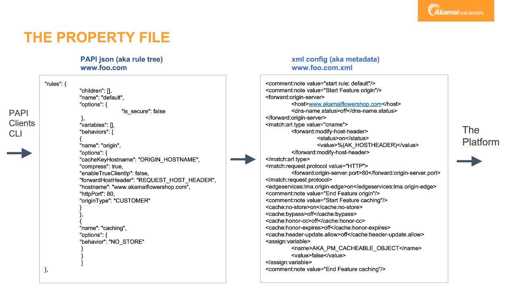Before we push that file over to the platform, it gets converted to an XML format, also known as metadata. And that's the actual physical file or set of files that get pushed out to the platform by Pappy. So just keep that in mind. You can pull down both of them with Pappy. The JSON format is what you normally would work with, but you can also retrieve the XML as well if you want to look at that.